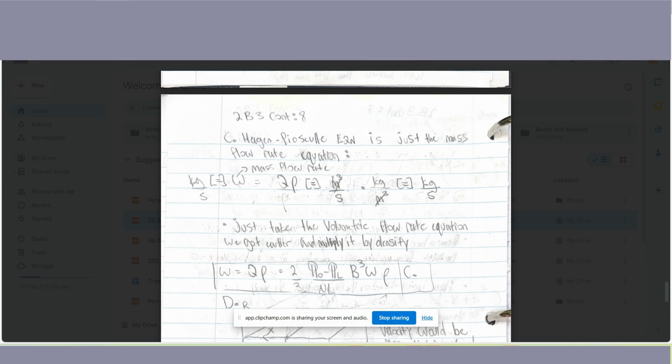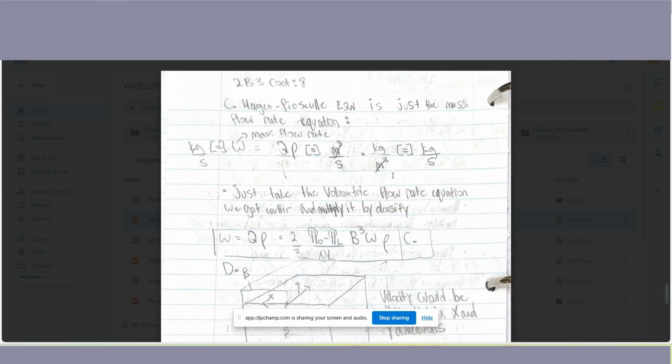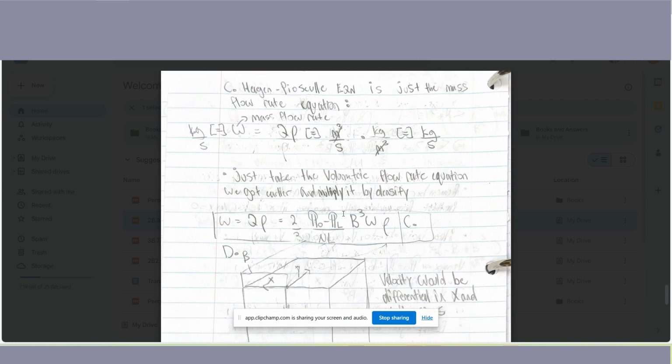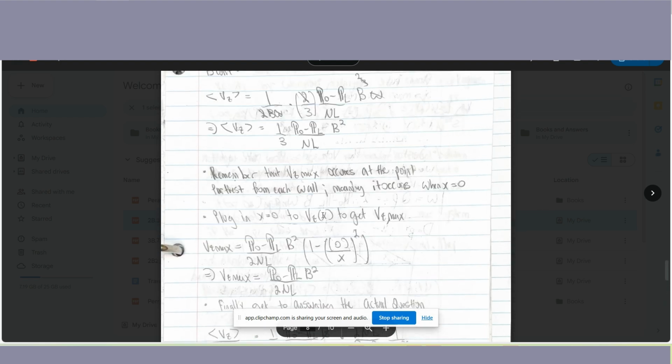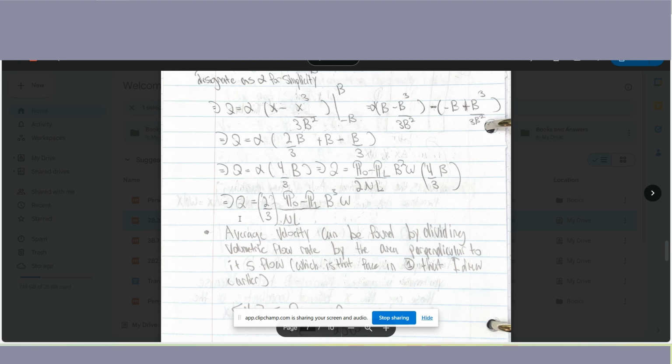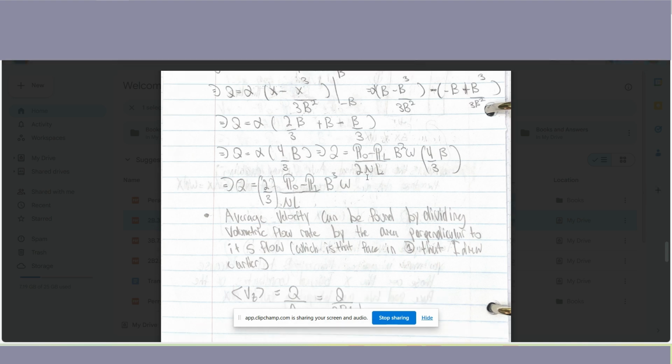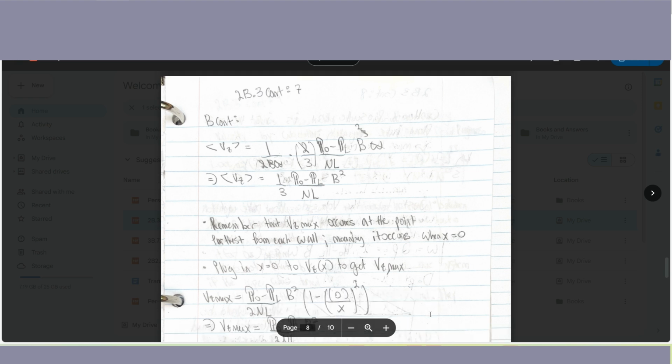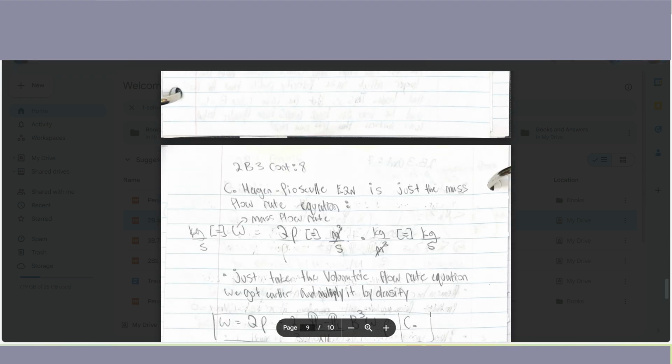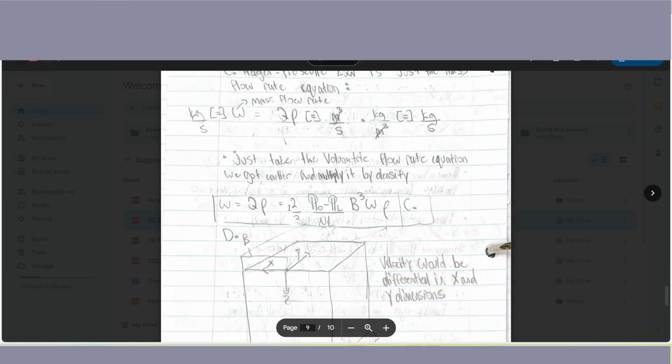If you multiply them together, the meters cubed units cancel, leaving kilograms per second, and kilograms per second is mass flow. So you just multiply Q by rho, and you get mass flow. It's pretty simple. So that's the answer for that.